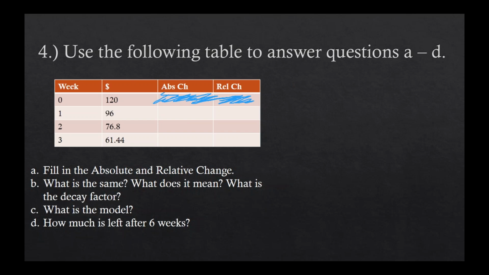So let's go ahead and fill in the table. We should be at negative 24, negative 19.2, negative 15.36, and then negative 0.2, negative 0.2, negative 0.2. Right? Everybody agree with my table, or did I screw something up? Because mistakes are known to happen with me. All good? Agree.